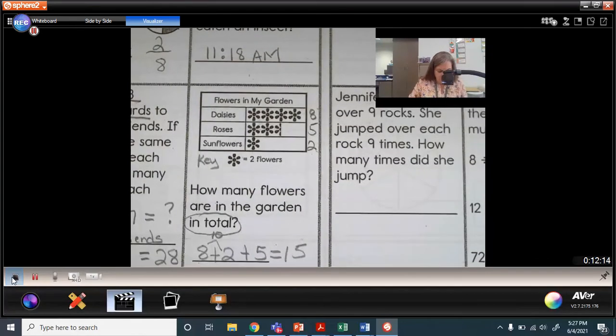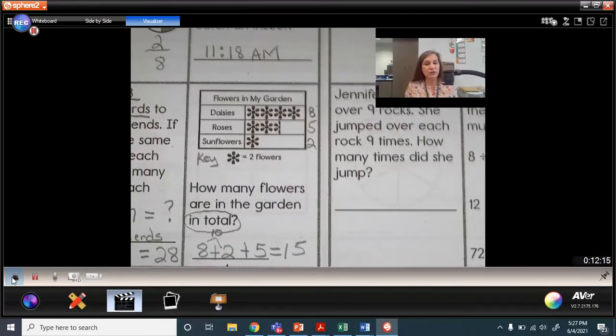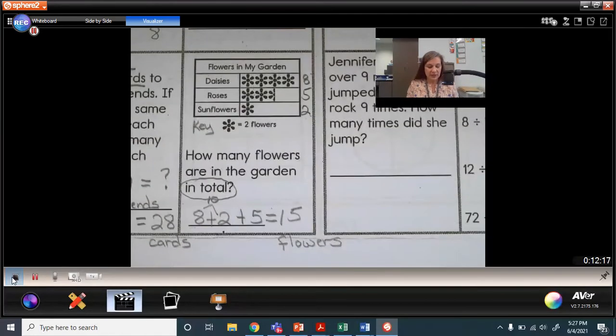Now, here's a tricky question for you. If she takes her 15 flowers and she puts them equally into 3 vases, how many flowers will she need to put in each vase? So this is tricky because I'm taking this information now and I'm having you think about how you would divide those flowers up into 3 vases. How many flowers will be in each vase?